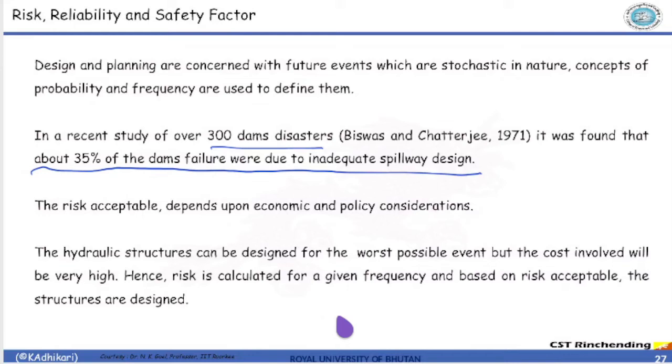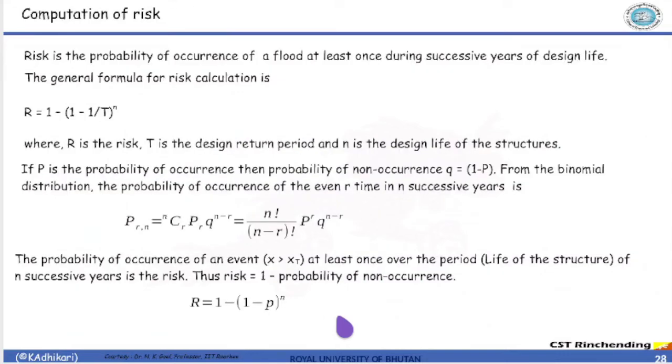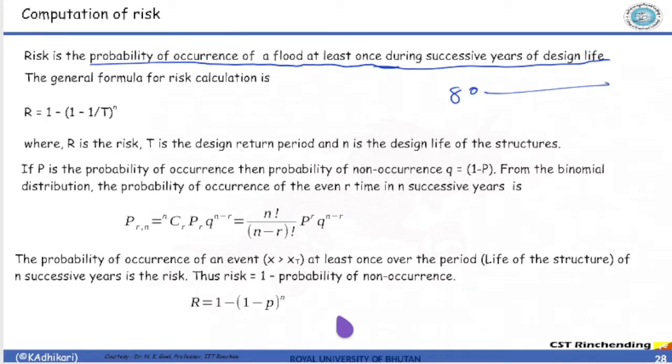And what is a risk, if you ask me, is simply the probability of occurrence. Risk is the probability of occurrence of a flood at least once during the successive years of design life. So let's take an example and understand this. Our Chuka Dam is designed, its lifespan could be 100 years, right? So it was constructed somewhere in the 80s. So in the next 20, how much? Now 80 plus 100 is going to be 180, right?